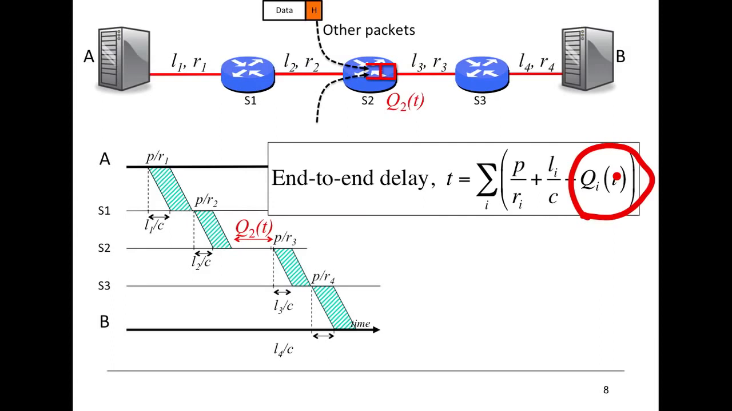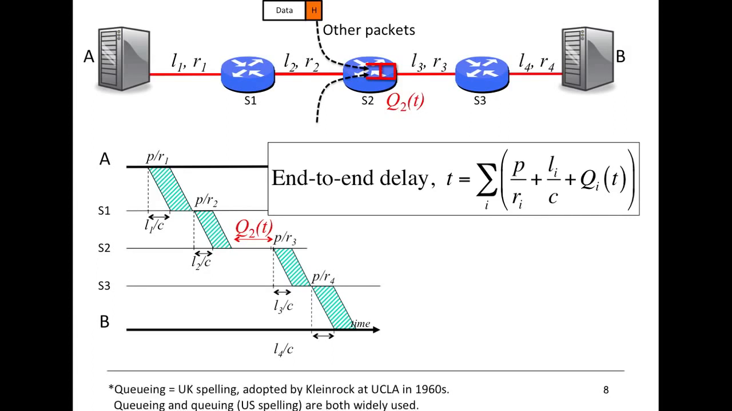But in general, it's going to be some non-deterministic value because we don't know whoever else is sending packets at the same time. So the most important thing to note here is everything is deterministic except the queuing delay. P over R sub i, Li over C, they're both deterministic. It's Qi of T, the queuing delay, that is the variable component. And to convince you that really in practice there is variability, I'm going to show you an example in a moment.